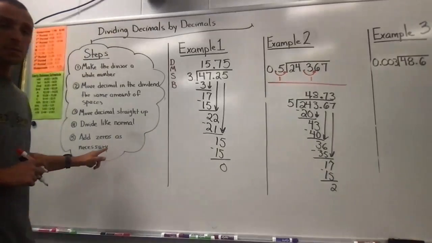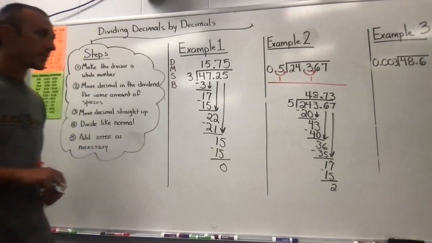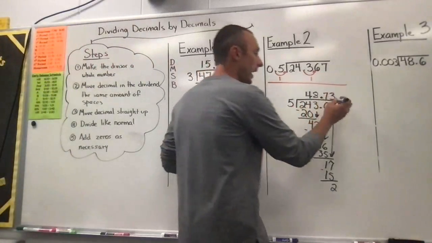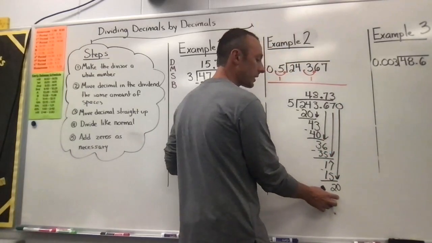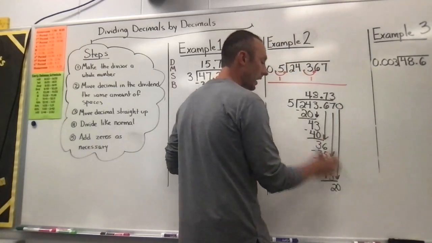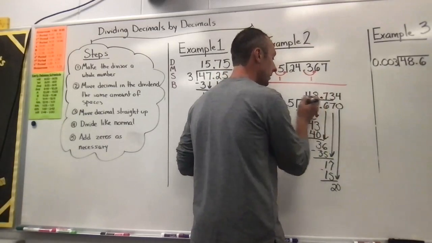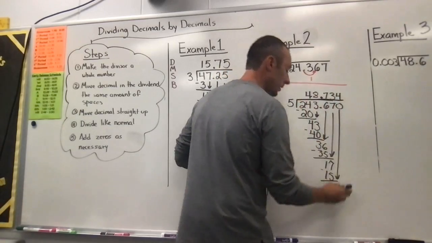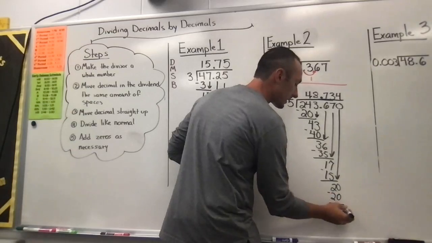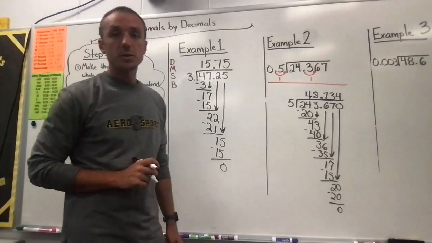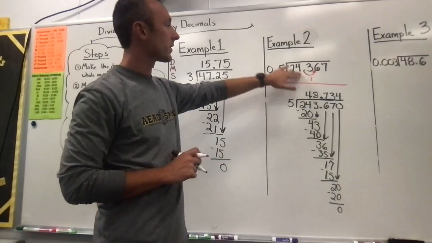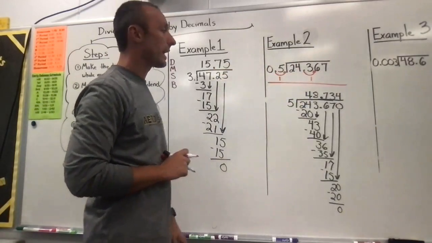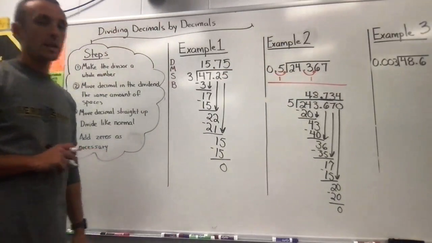So don't forget our last step where it says add zeros as necessary. This is where I'll have to add a 0 to my dividend and bring it down. Continue to do that process until this becomes a 0 down here as well. 5 goes into 24 4 times. That is 20. I subtract, I get 0. So my answer to 24 and 367 thousandths divided by 5 tenths is 48 and 734 thousandths.